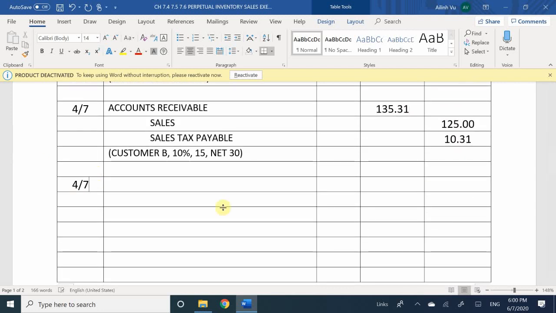And then for 4-7, we also need to recognize how much we sold, and we need to take it out of our inventory, which is our cups. So here we got to recognize how much 25 cups is if we sold it for $1.36 each. In this case, I get $34.